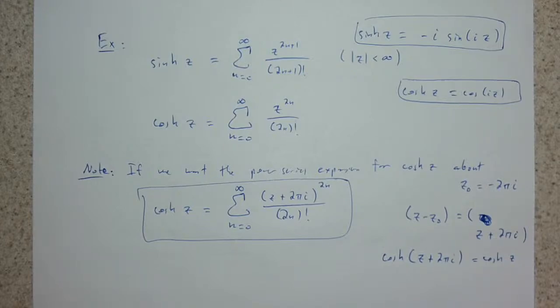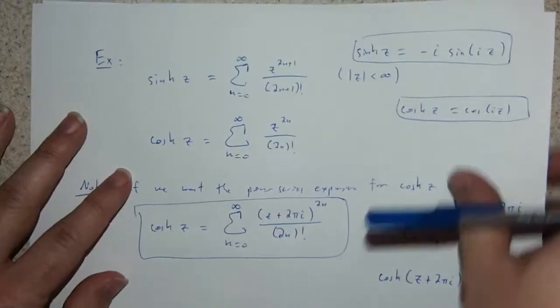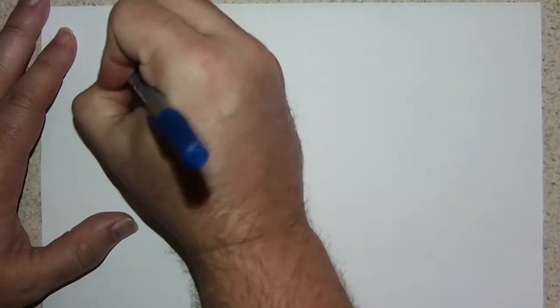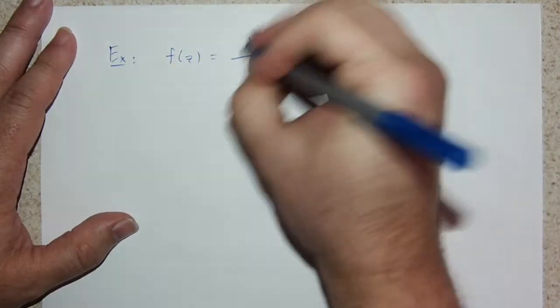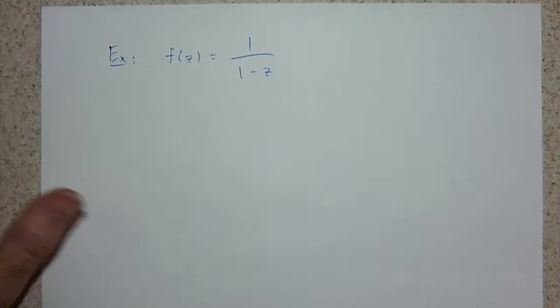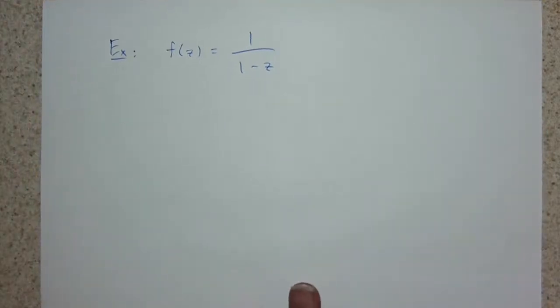All right. Now let's deal with something that's not entire. That'll be our next example. So let's find the Maclaurin series, say, of a function that's not entire. Let's look at the example that we actually did last time right before Taylor's theorem. We did this example of 1 over 1 minus z.